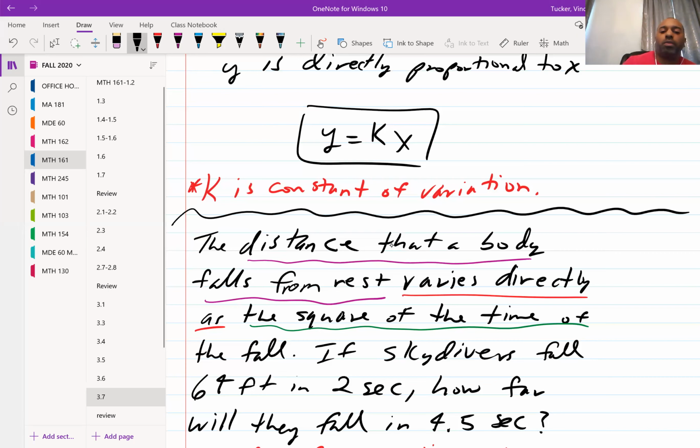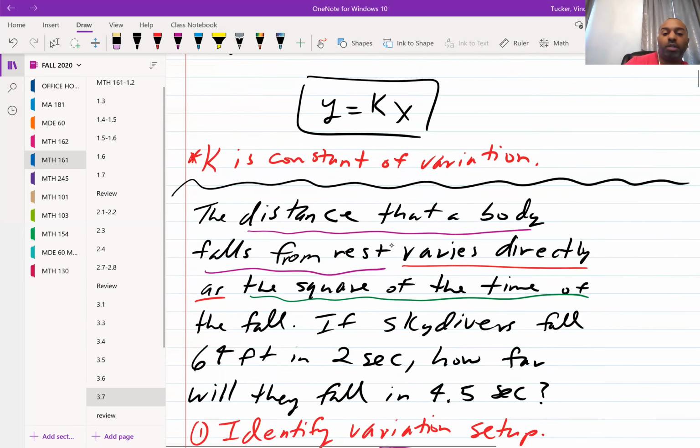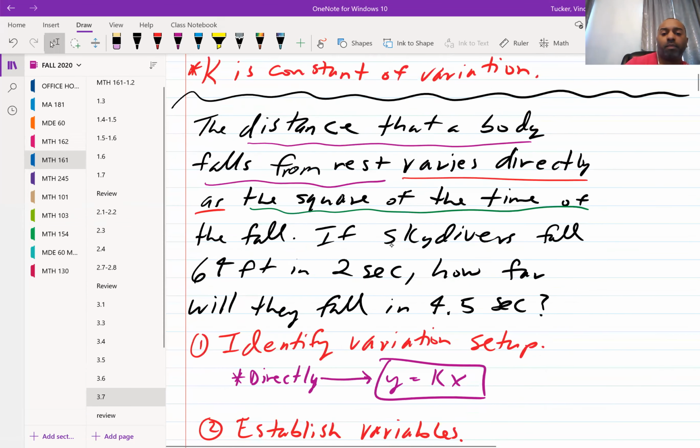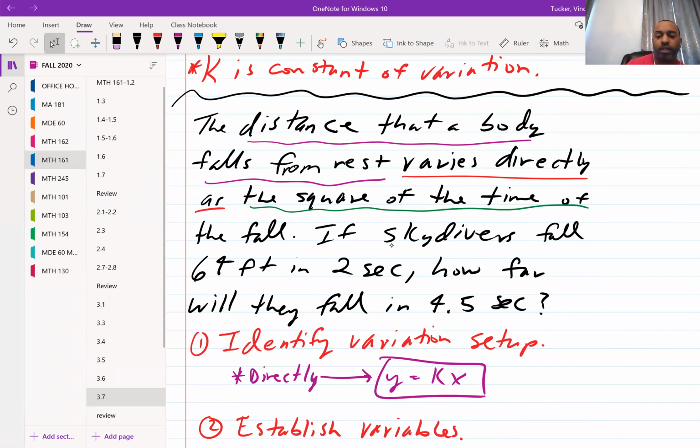All right, so we have our key phrase that we want to look at first. We want to find the key phrase for us, and it's going to be varies directly as. That's our key phrase. So what comes before our key phrase is going to be our y, and then what comes after that key phrase will be x. Now I'm going to have the steps set up. If we follow these steps, then we should be good no matter what problem we have. So the first one is to identify the variation setup, and that's what I just mentioned. It varies directly, so we'll be using the setup of y equal to k times x.